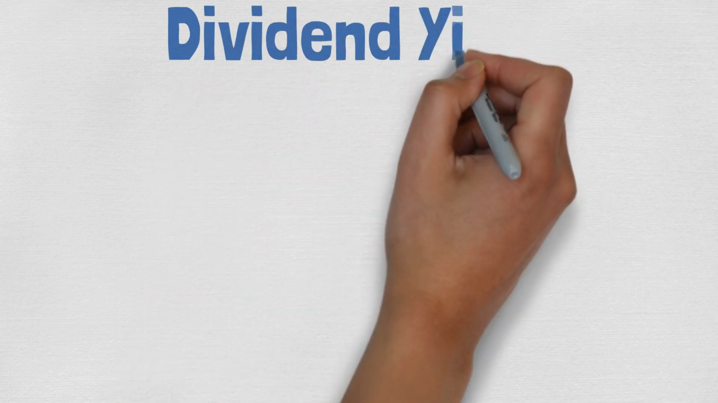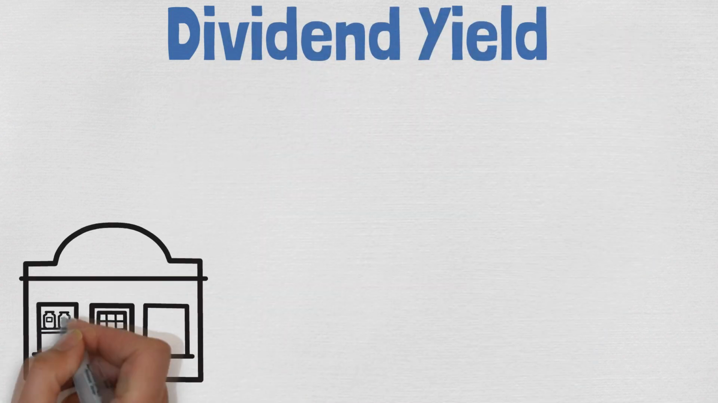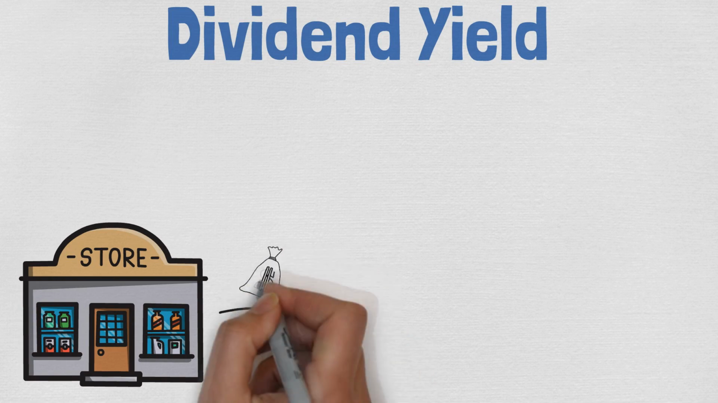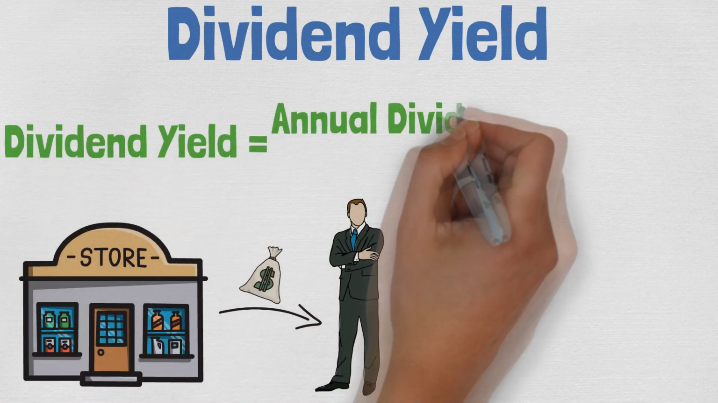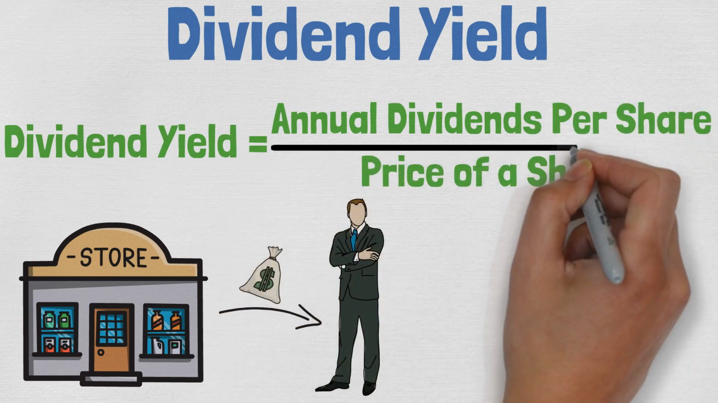Today we are going to talk about dividend yield. It shows us how much a company pays dividends relative to its stock price. It is simple to calculate, you just divide the annual dividends per share by the price of a share. Let's take a look at a couple of examples.